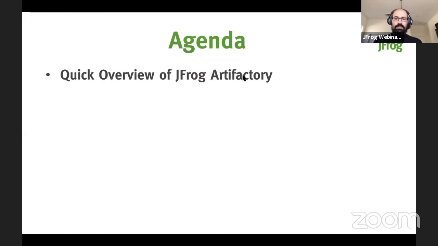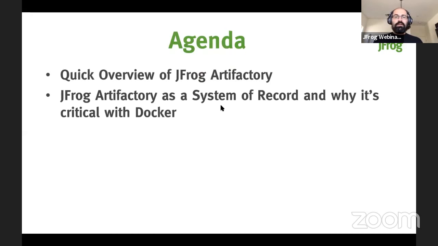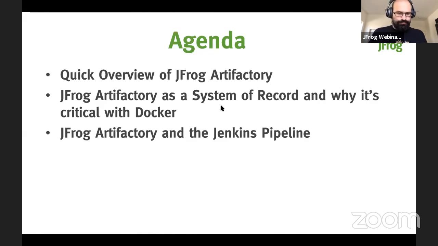With that, let's see what do we have here. So today we're going to do a quick overview of JFrog Artifactory, and we're going to talk about how Artifactory serves as your system of record and why it is important, especially when we are working with Docker. We're going to talk about Artifactory and our special integration with Jenkins, with Jenkins in general, and Jenkins pipelines, Jenkins 2 in particular. And of course, we're going to see a demo of how that all works together.